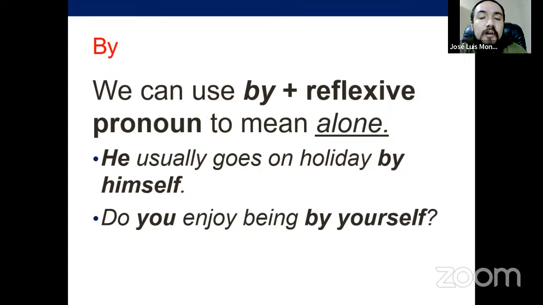He usually goes on holiday by himself or alone. He usually goes on holiday alone. That's it. Do you enjoy being by yourself or do you enjoy being alone? Okay, so in these cases, again, this is not doing anything else but showing that it's without anybody else. Okay, and this is the fourth time. So this only means alone. There is not anything else that is special about it. All right, by plus reflexive pronoun means that.